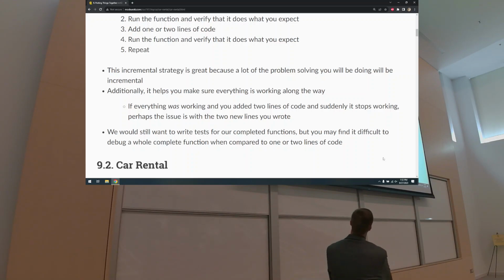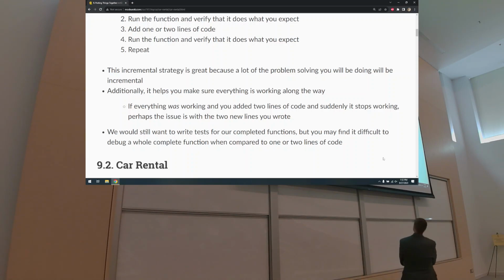If everything was working and you added to it, okay. At the end of the day, we still want to write tests for the completed functions. Even though you've been testing along the way, you're still going to want to write your assert tests at the end of the day, just because you have a working function. The function itself is like a functional unit of what that code is supposed to do. When you're testing along the way, you're testing the pieces that make up the whole function. At the end, you want to test the whole function holistically.